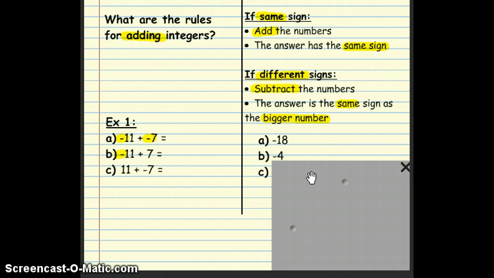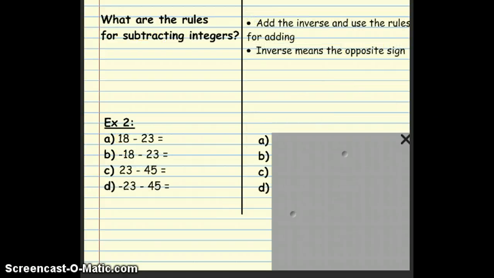Letter C. The problem is 11 plus negative 7. Once again, they have different signs, so go and subtract. 11 minus 7 is still 4. And the bigger number is 11, and this time the sign is positive. Even though that doesn't have it out there, we know that as mathematicians. So this time our answer is going to be positive 4. Those are the rules for adding integers. Let's move on to subtracting.